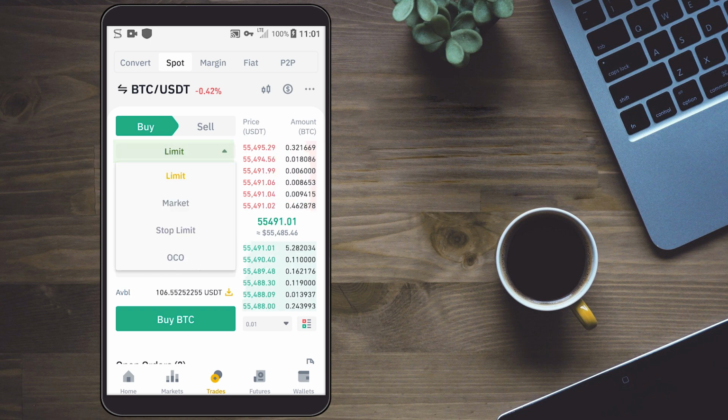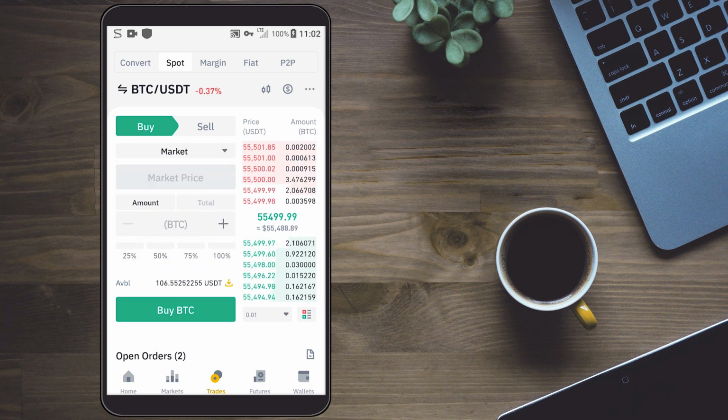Here you see we have different kinds of orders. Let's begin with a market order and see how it works. By the help of market order, you can buy or sell at the current price of the market. Here you see this field shows market price. Here by selecting amount tab, you can enter the amount of Bitcoin you want to buy. You can also use these plus and minus buttons to increase or decrease the amount. And by selecting total tab, you can enter the amount of USDT that you want to give and instead receive BTC. And here by selecting these percentages, you can buy or sell based on the percentage of your available USDT.